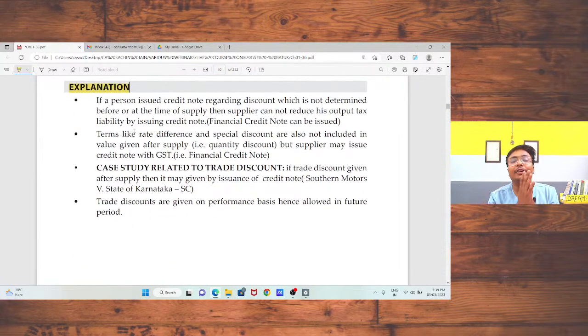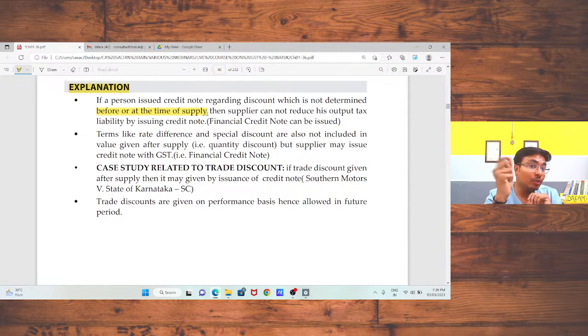If a person issues a credit note regarding a discount which is not determined before or at the time of supply, then the supplier cannot reduce his output tax liability by issuing the credit note. That means if I made a supply of 20,000 rupees to Mr. X, and at the time of supply there is no agreement regarding any discount. At the time of payment, my recipient said that I am going to pay 18,000, only 2,000 is a discount. The discount is not decided at the time of supply.